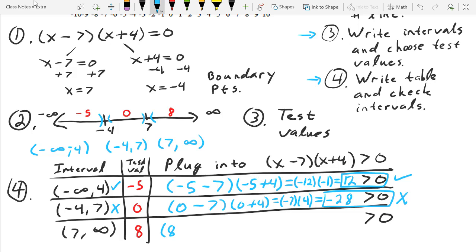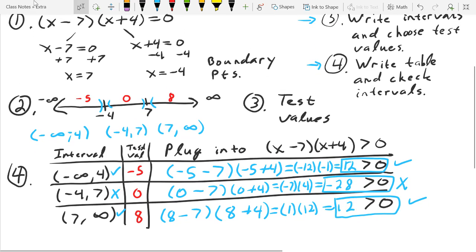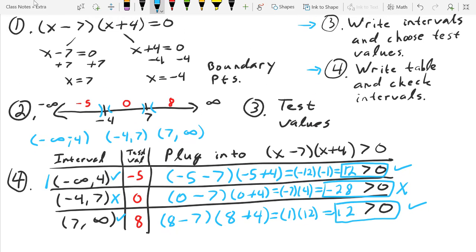Then if we plug in 8, we'll have 8 minus 7 times 8 plus 4. Let's see, that's equal to 1 times 12, or positive 12. That one is greater than 0, and so this one checks out. So now we have our solution. These two intervals are the solution, and the other interval is not part of the solution.